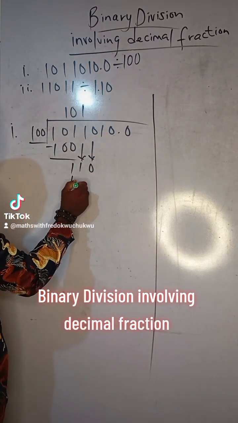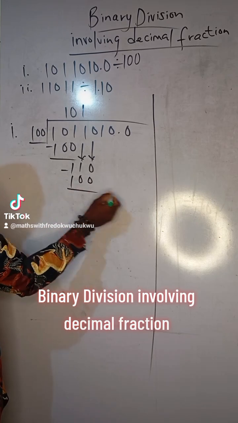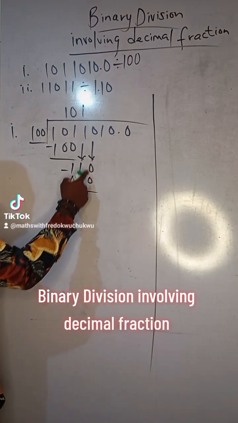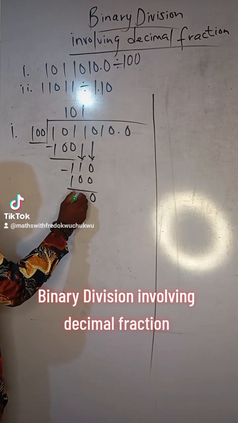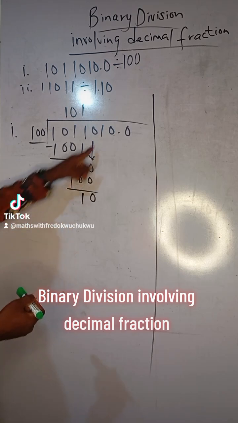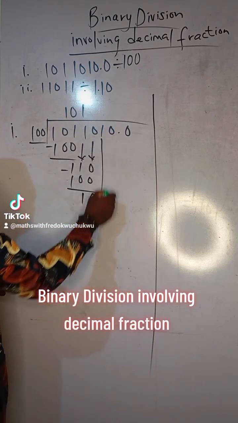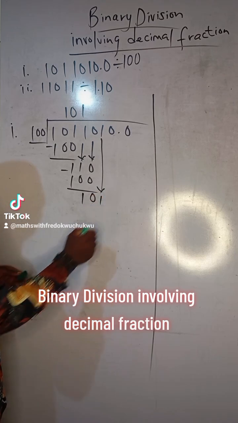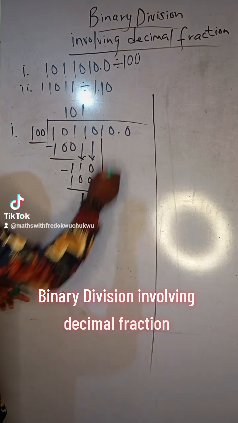1 times 100 is 100. Do subtraction again, we're going to have 0 minus 0 is 0. 1 minus 0 is 1. 1 minus 1 is 0. So I can choose to neglect that 0. Come here, you bring down another value. And this is 1. 100 into 101 is possible.